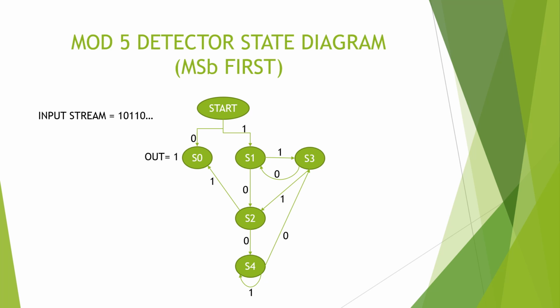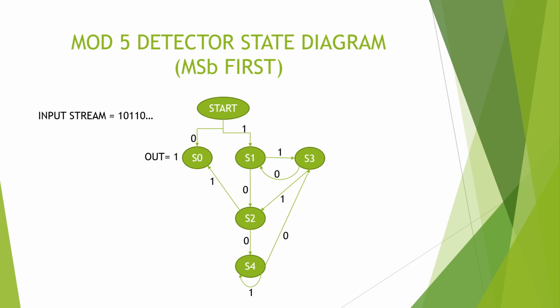If you see all the states here, S1 means the remainder is 1. And when you get a 1 bit in the S1 state, your next state will have a remainder 3, because you multiply by 2 and add 1. If you get a 0 in S1 state, then your next state remainder will be 2, because you multiply by 2 when you get a 0.